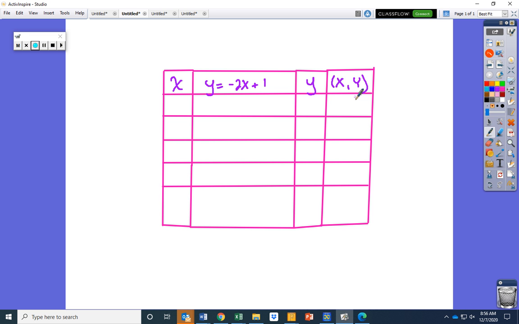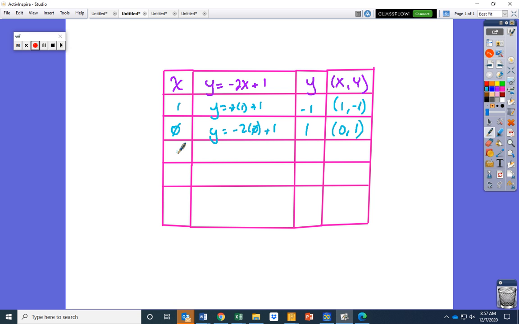Okay, let me see. Carson, give me one of the points you chose. 1. Okay, so y equals negative 2 times 1 plus 1. What's negative 2 times 1? So negative 2 plus 1 will give me what? Negative 1. Good, so I got 1, negative 1. Okay, Mikey, give me one of the points you chose. 0. Okay, so y equals negative 2 times 0 plus 1. What's anything times 0? So 0 plus 1 is? Okay.